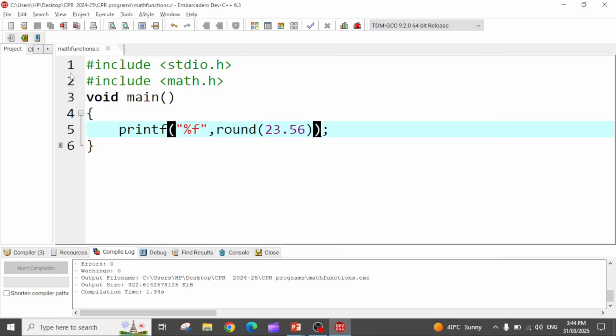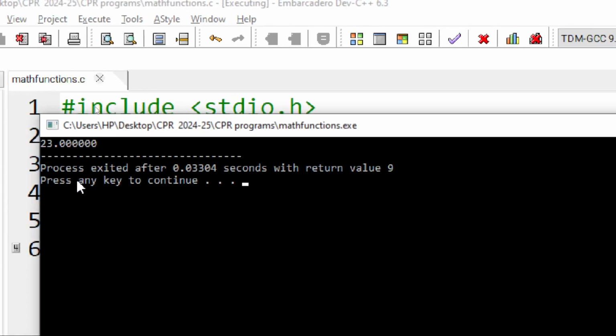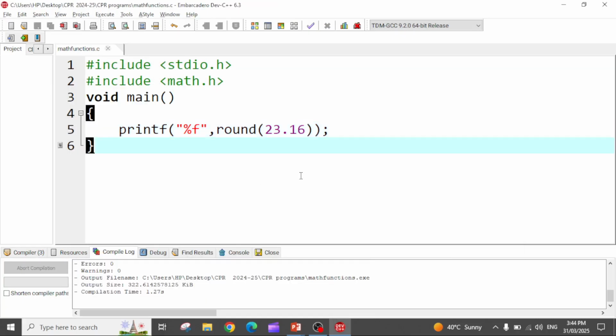What does it mean? Whenever the fraction part is 0.5 or more than 0.5, it will return the next integer, that is 24. And if it is less than 0.5, say it is 23.16, then obviously I am going to get 23 as my answer. Let's verify it. So 23 is the answer. So that is all about the round function.